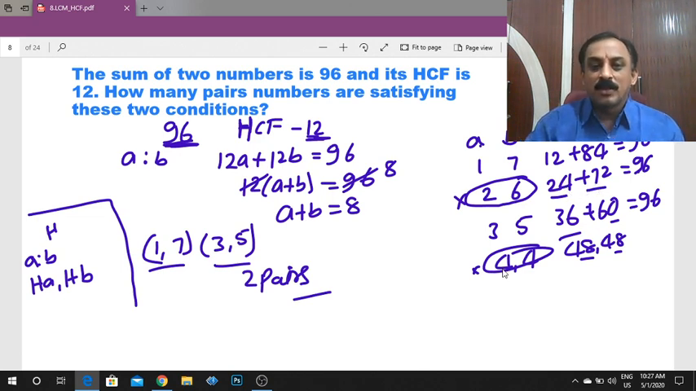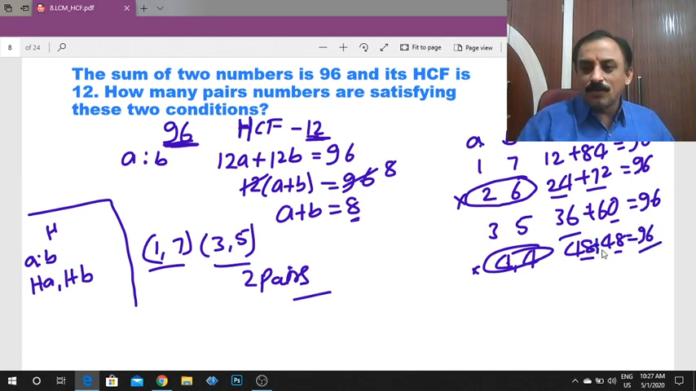And one more case, if A value take 4 and B value take 4. 4 plus 4 is 8. But 4 and 4 are not co-prime numbers, so that's why don't take. If you take 4, 12 into 4, 48. 48 plus 48 is 96. But its HCF is not 12.